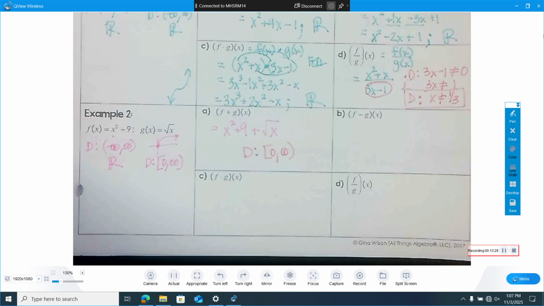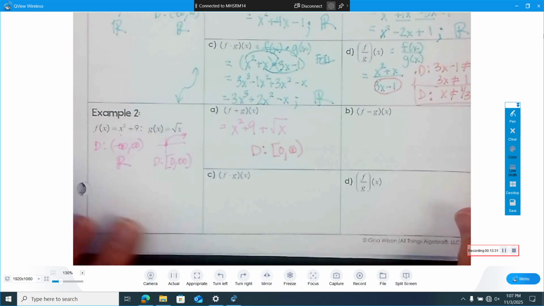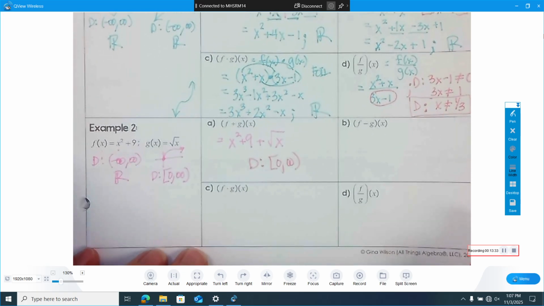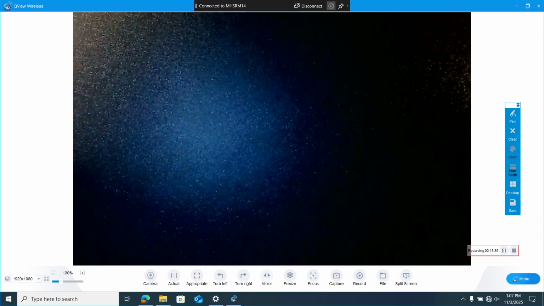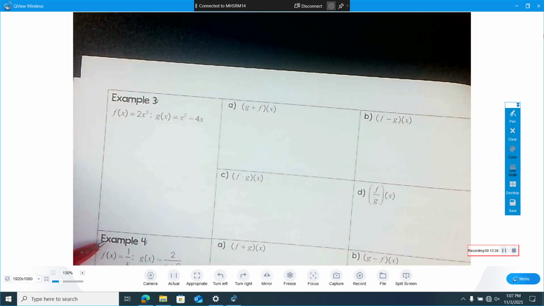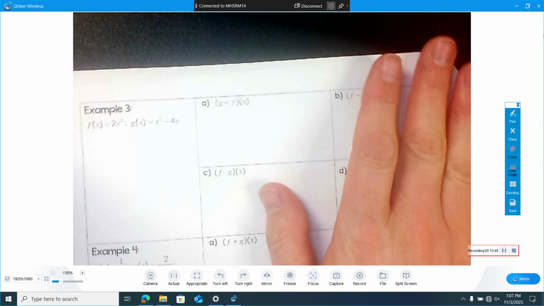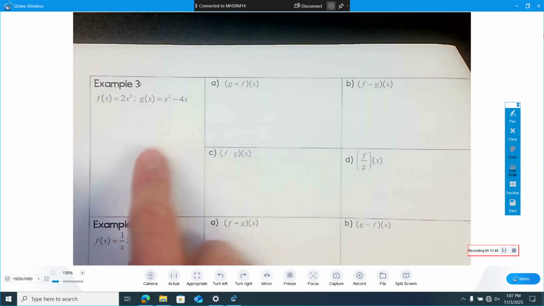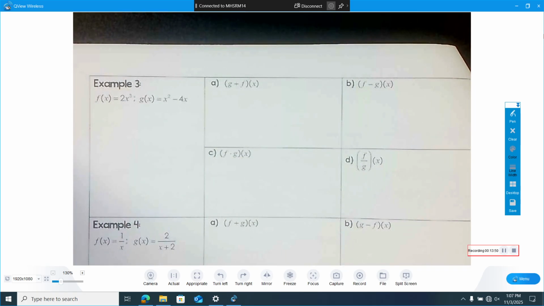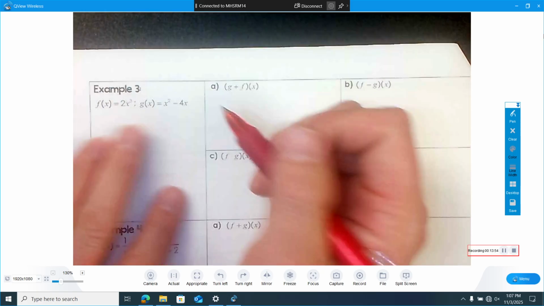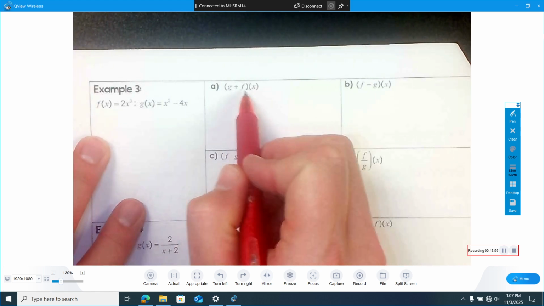All right. I'm not going to do any more of those. You're not going to see that in the Delta Math. So turn the page. Let's look at example 3 because that's more like what you're going to see. Example 3, we want to do g plus f.